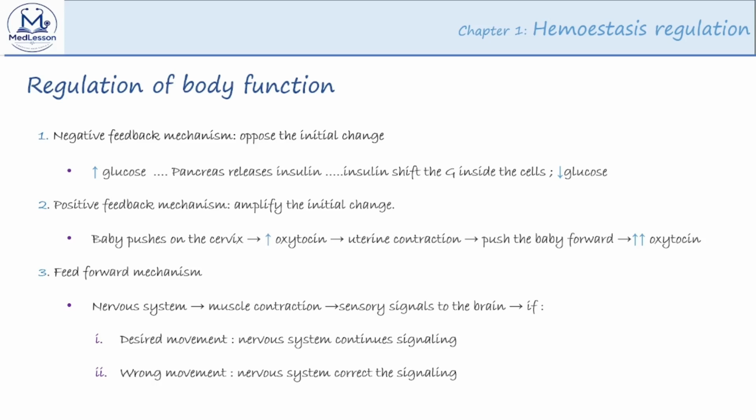For example, nervous system sends signal to the muscle to contract, and these muscles, as they contract, simultaneously send sensory signal toward the brain. The brain interprets: if it's a desired movement, nervous system continues signaling, and if it's a wrong movement, nervous system corrects the signaling. This is called the feed-forward mechanism.